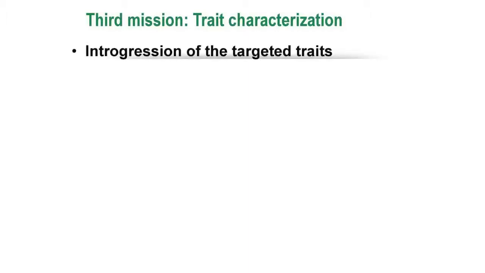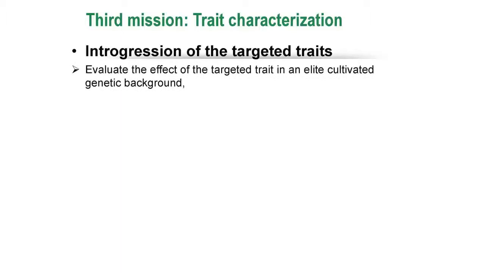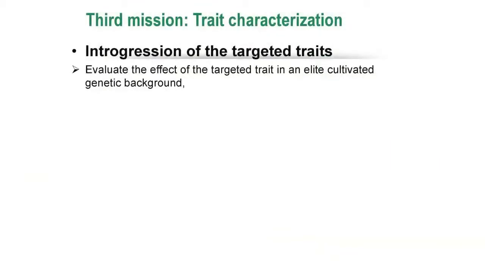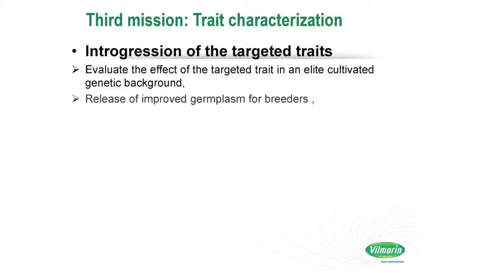And once it's discovered, then it goes to the characterization. The first step for characterization is the integration. Integration means crossing into elite breeding lines. So the first goal is to evaluate the effect of the targeted trait in the elite genetic background. Even if you see the trait, you're not completely sure it works, because maybe the resistance is there because it's very small leaves or because it's waxy leaves. But once you come back to a normal phenotype, you can really assess it accurately. And then it's, of course, a release of improved germplasm for breeders.